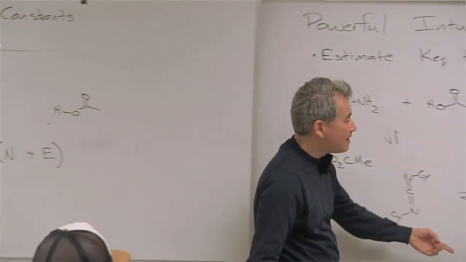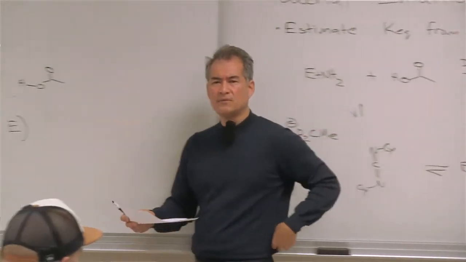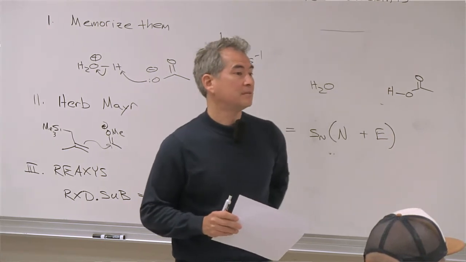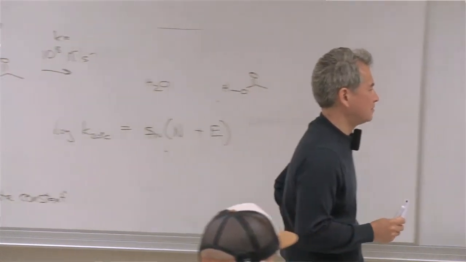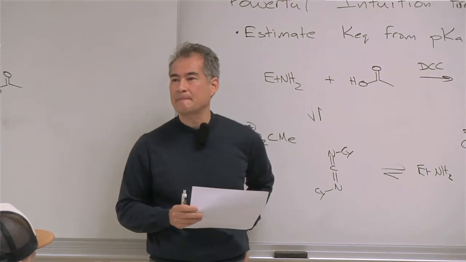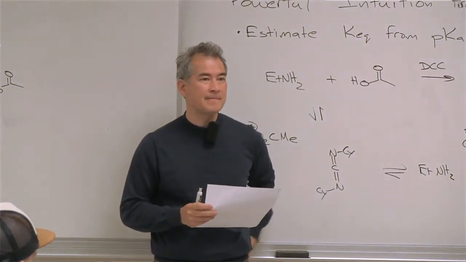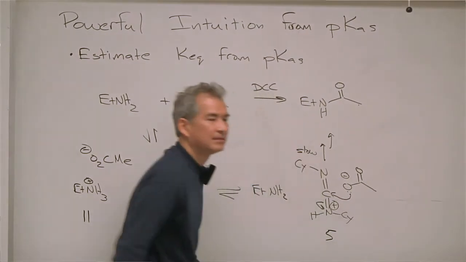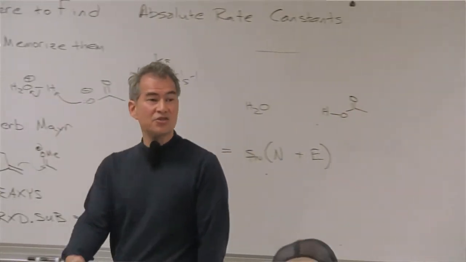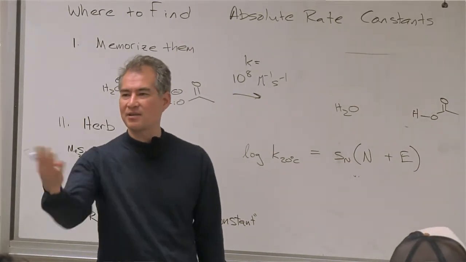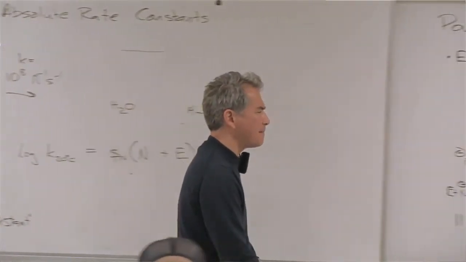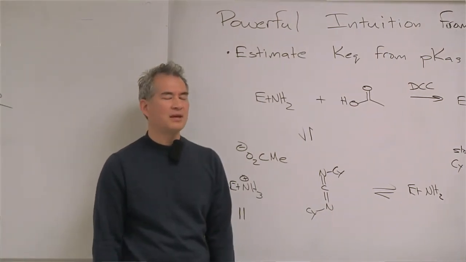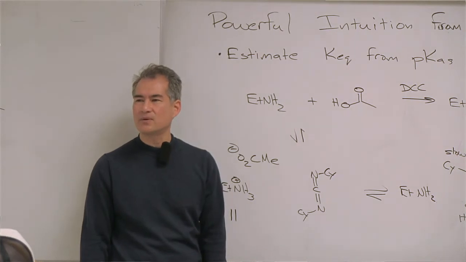Does anybody know what the pKa for an aminium ion is? For an sp2 nitrogen, pyridinium, for example. Pyridinium, imidazolium, they're all about 5. It's a good estimate. And that's a super common functional group, so I'd like you to remember that pKa for aminium ions in general. Now, just from pKa values, we have super powerful intuition about what's going on here.